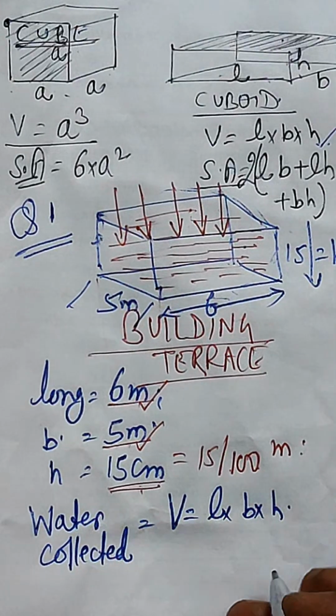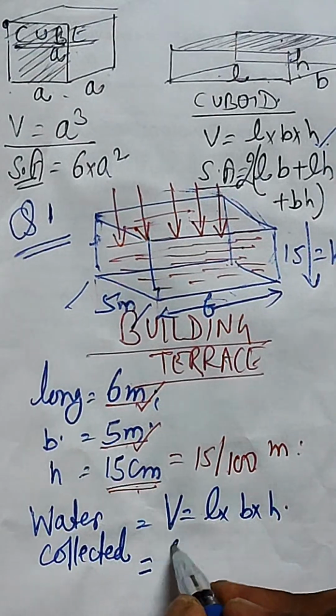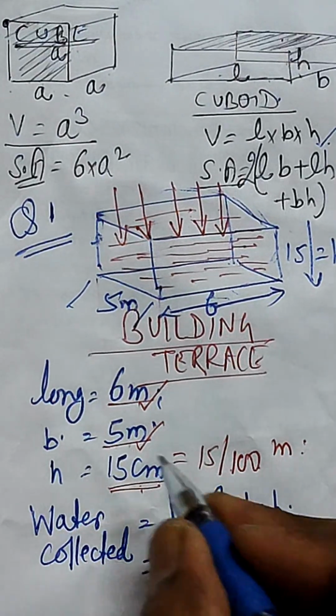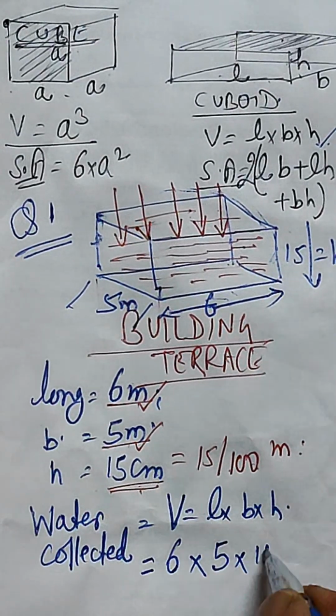That is the volume of the cuboid. Now put up the values over here. What is the value of L? It's 6 meter. So 6 into breadth is 5 meter, 5, and height is 15 by 100 meter.